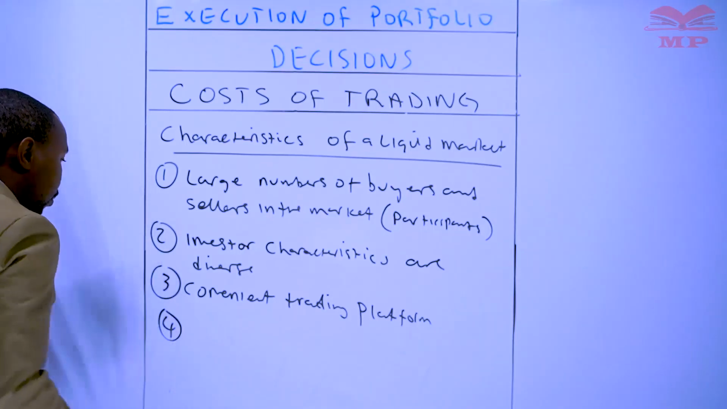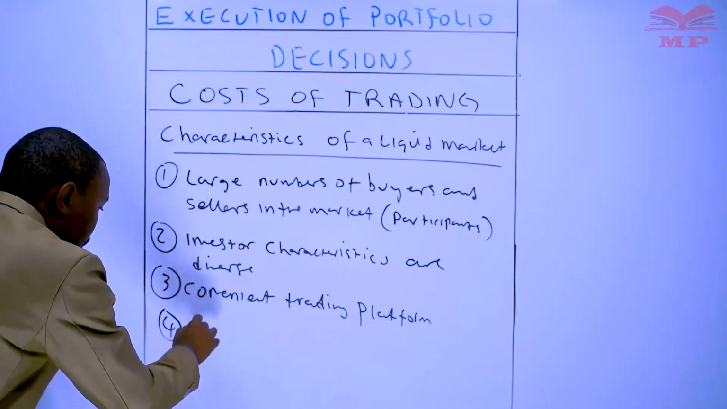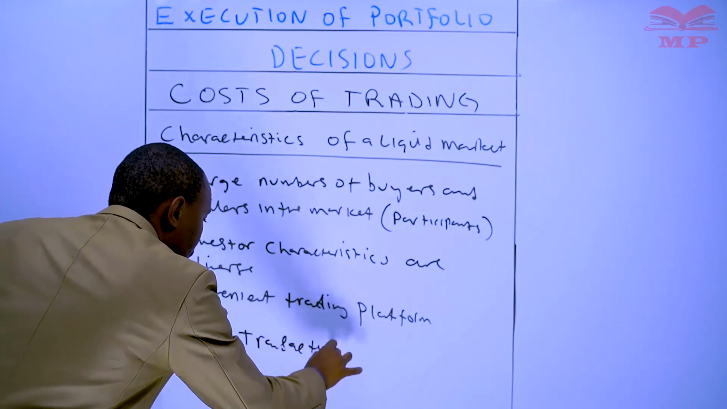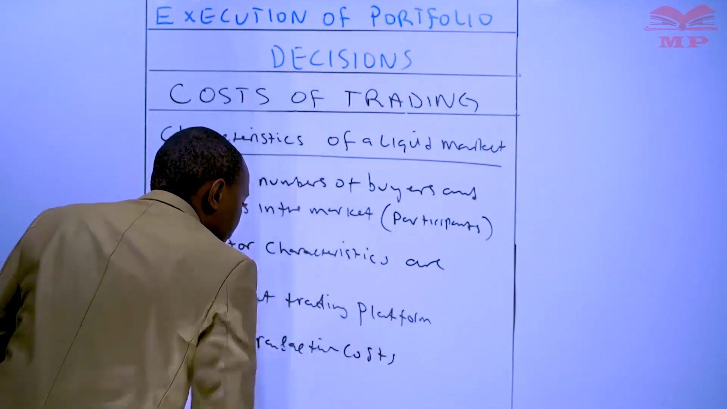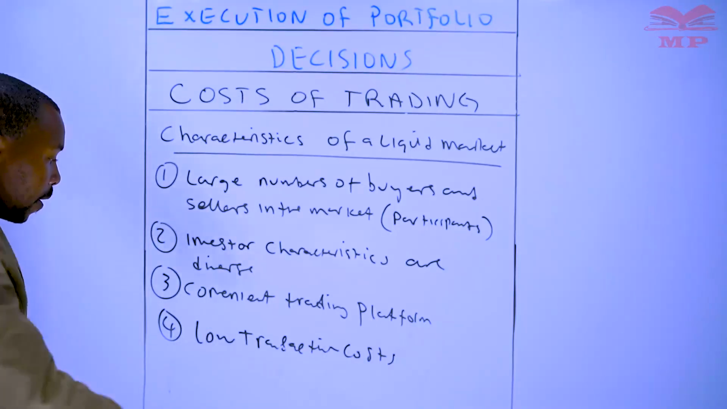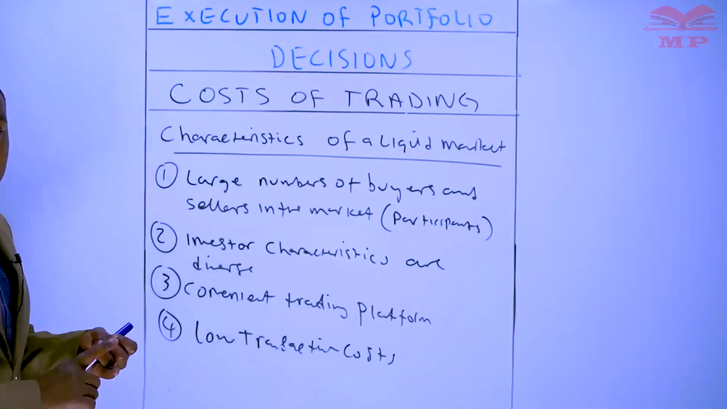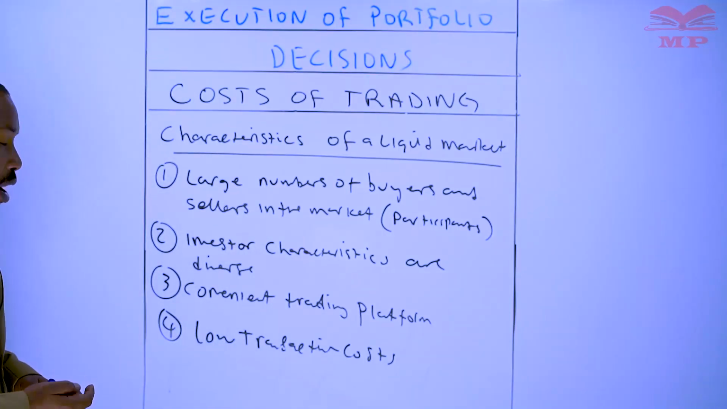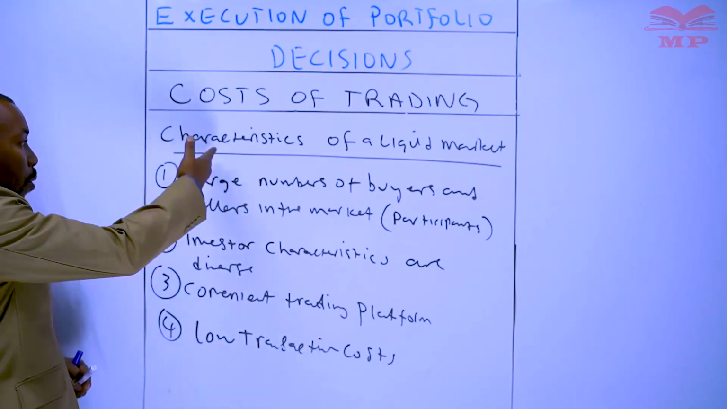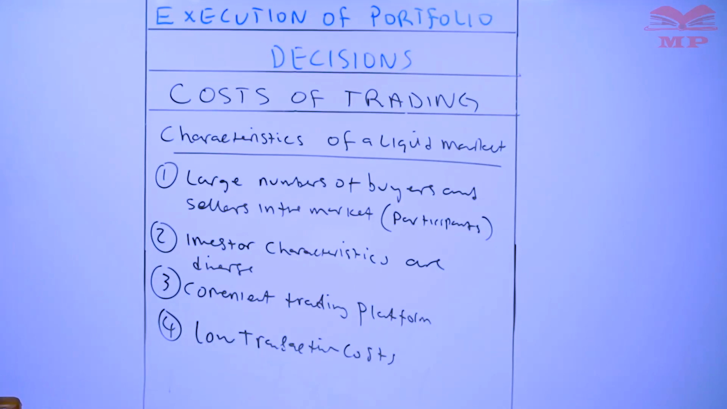Number 4, we are saying that we have low transaction costs. And of course, because our subtopic here is costs of trading, transaction costs is what we're going to analyze, both implicit and explicit costs. Just in a bit, we're going to analyze that. So these are the major characteristics of a liquid market.